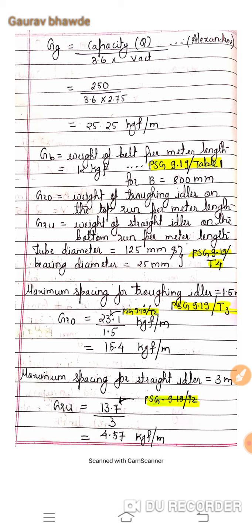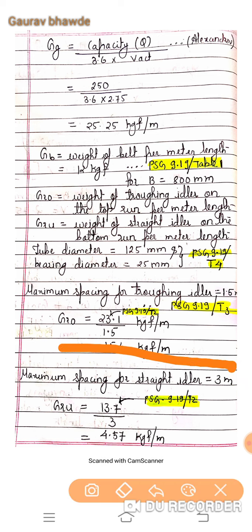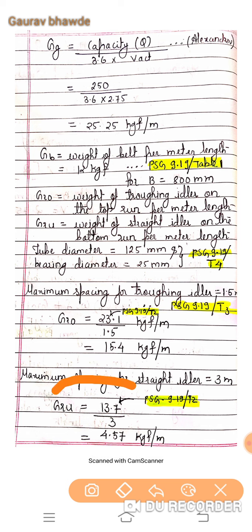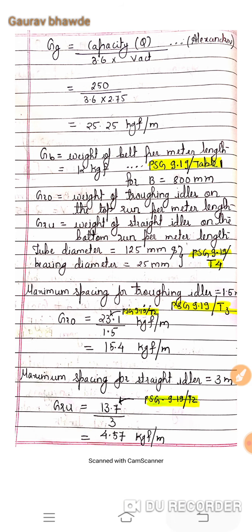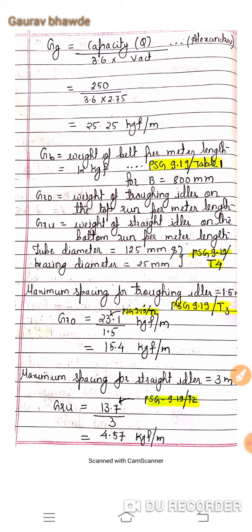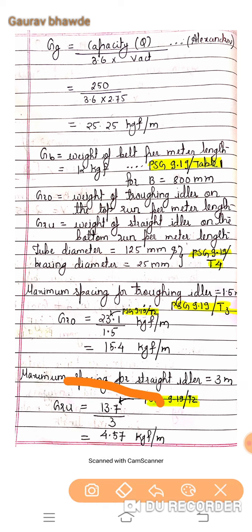Next is maximum spacing for straight idler, which is 3 meter. Same GRU value I have taken from PSG 9.19 table 2, which is 13.2, divided by spacing 3 meter. You get the value of GRU as 4.57 kg force per meter.